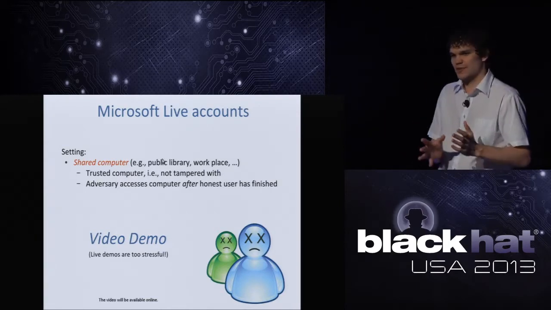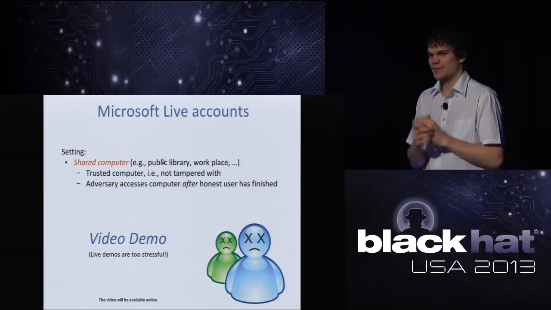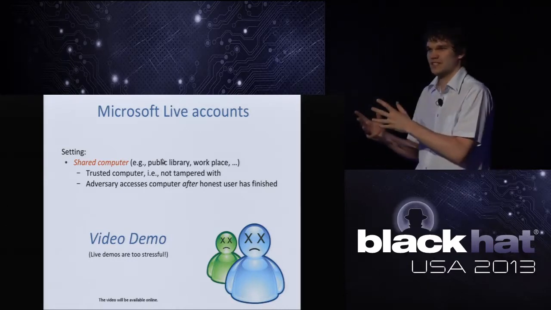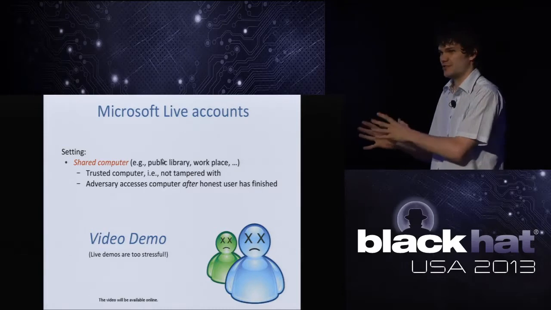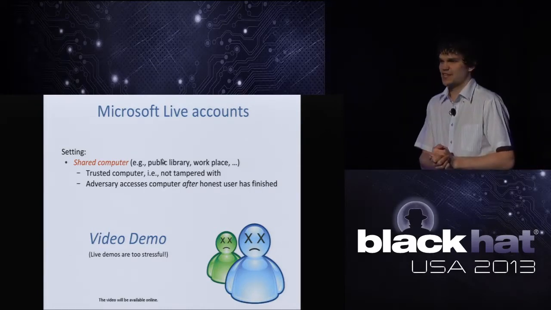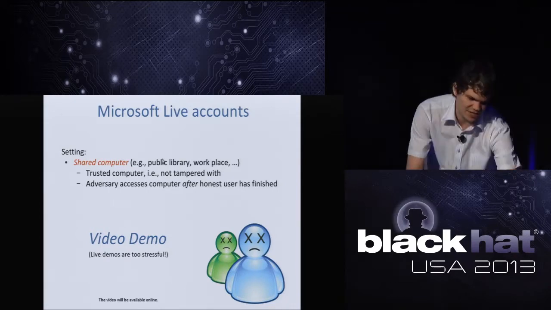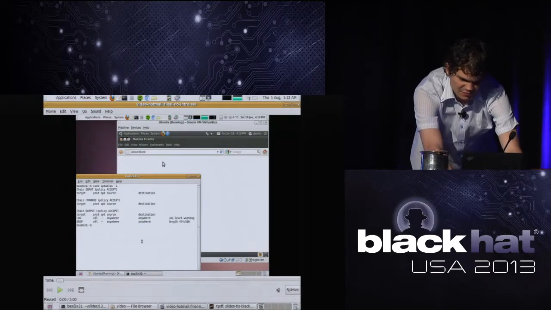In this example, I'm going to implicitly mention there is a shared computer. I'm going to assume it's in a public library. I'm kind of hoping that it's trusted. So when I interact with it, it should give me some security if I'm lucky. And the adversary in this case is only going to access that computer after the honest user has finished. So let me give a video demo of this attack working.